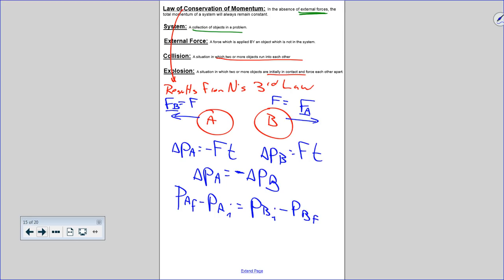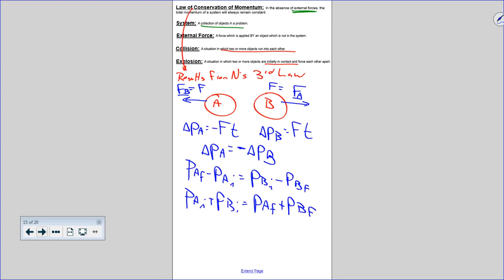It shows if we add the initials to one side and the finals to the other, you get the momentum of A initial plus the momentum of B initial has got to equal the momentum of A final plus the momentum of B final. In other words, the total momentum before the collision equals the total momentum after the collision.